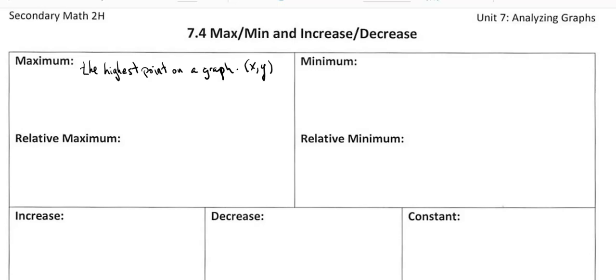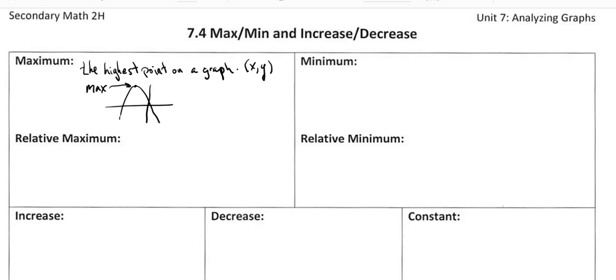An example might be, let's say we had a parabola. The highest point on that parabola would be called the maximum. Sometimes we just abbreviate it to max.